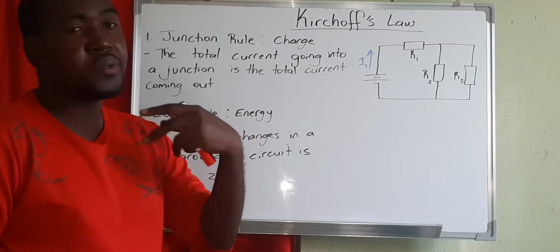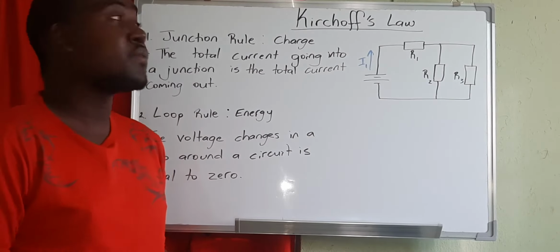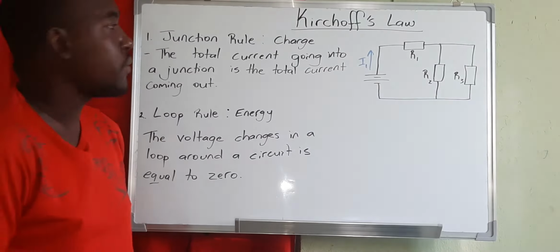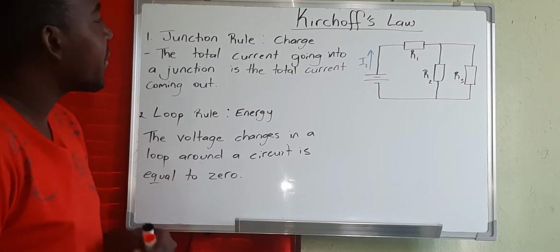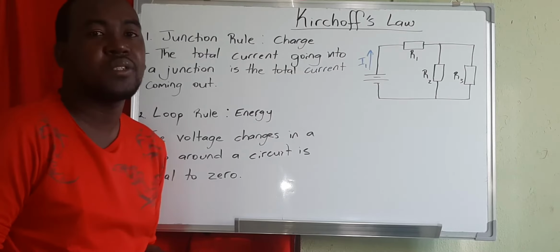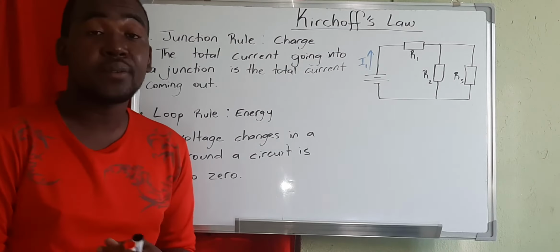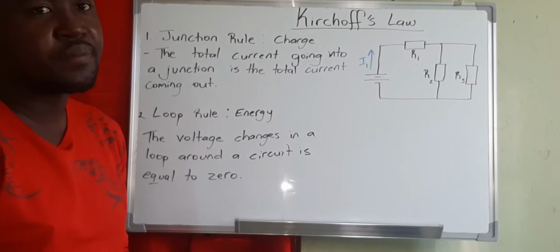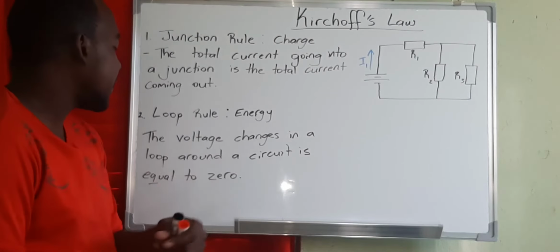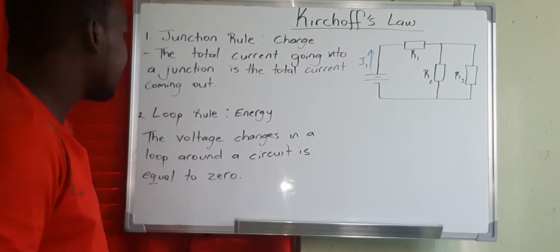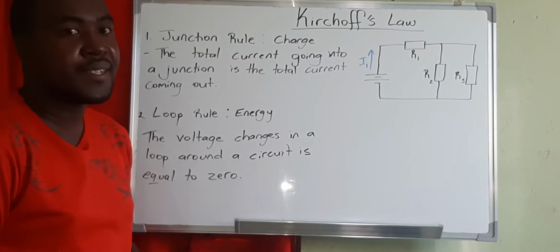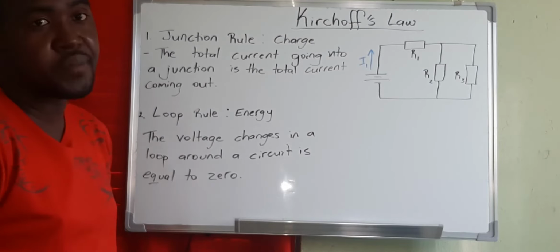The junction rule is sometimes called the conservation of charge rule from Kirchhoff, which states the total current going into a junction is equal to the current coming out. And your loop rule is sometimes referred to as your conservation of energy law, which states that the voltage change in a loop around a circuit is always equal to zero.